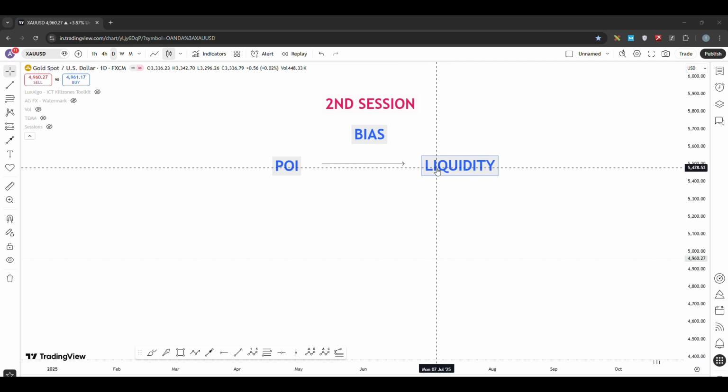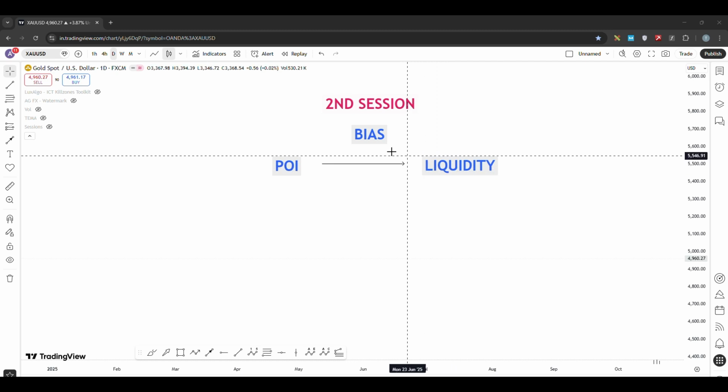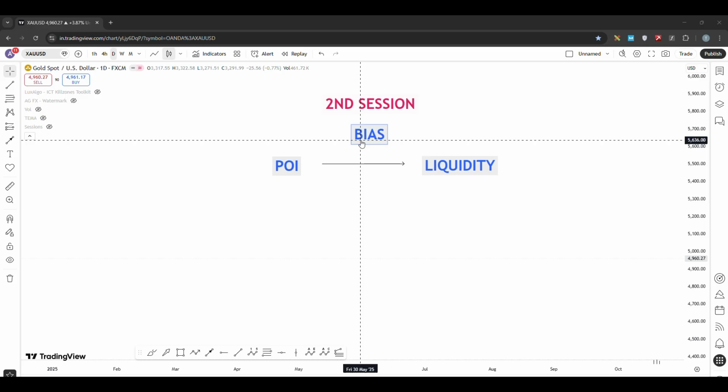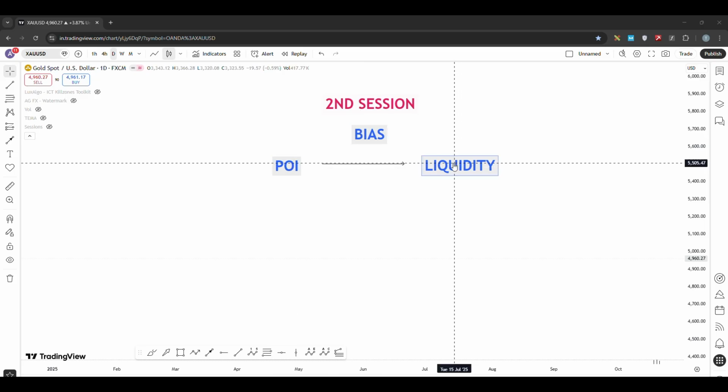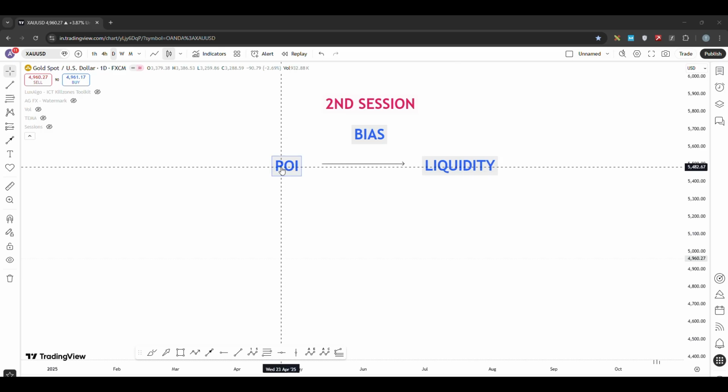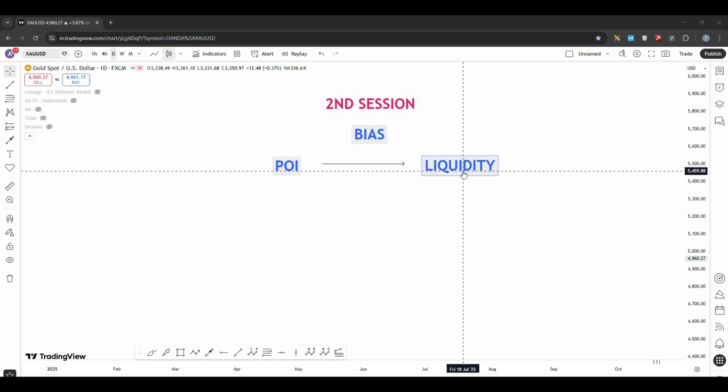I've already told you in the first session that bias is nothing but movement from a POI, which is a point of interest, to a liquidity. Now, what are points of interest? We have already studied. Yes, we haven't gone into the depth of blocks and gaps. We will cover it in a different video. But overall, we have understood how to find a bias, what is a point of interest, and what is going to be our liquidity, right?